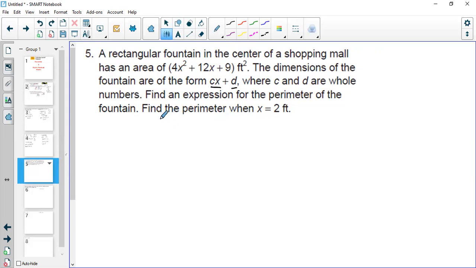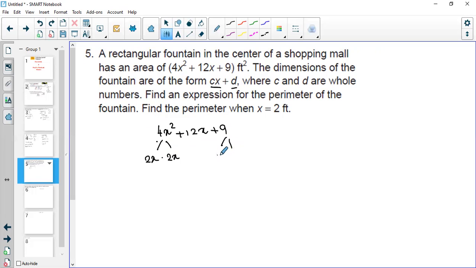So let me write this down. First, let me write the trinomial. So that's 4x squared plus 12x plus 9, which means I need to check if I could divide this into two parts. Can I divide? Yes, I could, because 2x multiplied by 2x will give me a 4x squared.